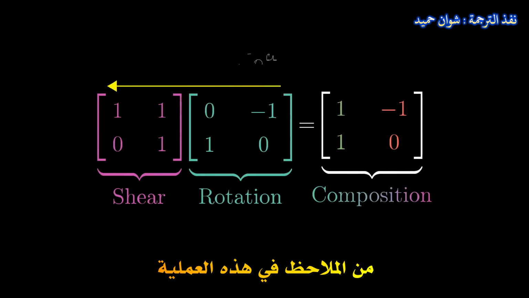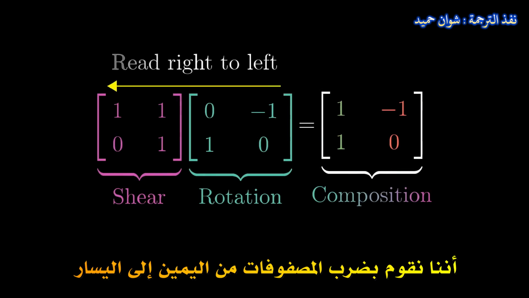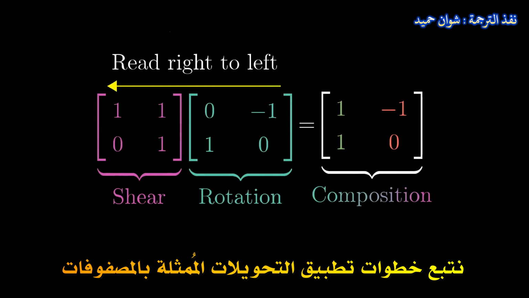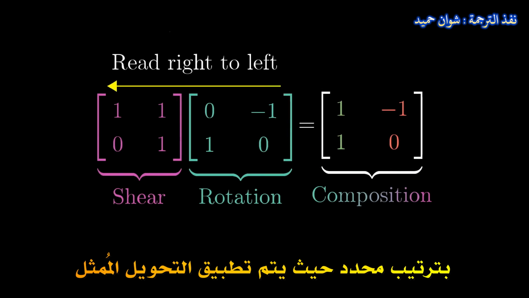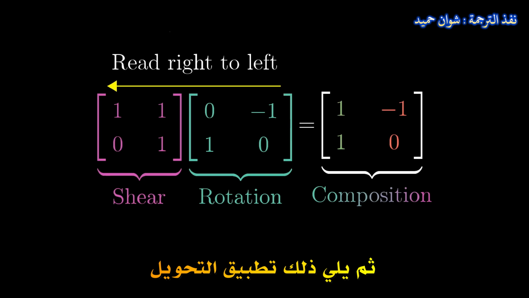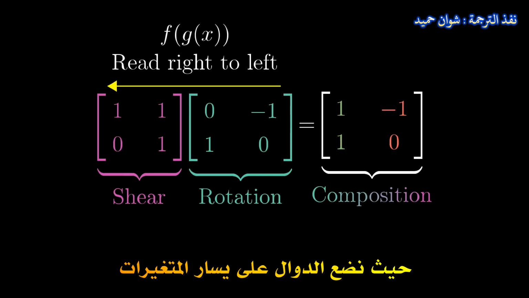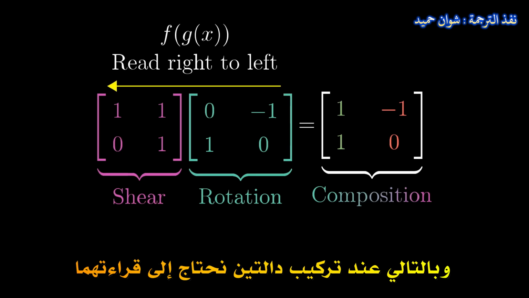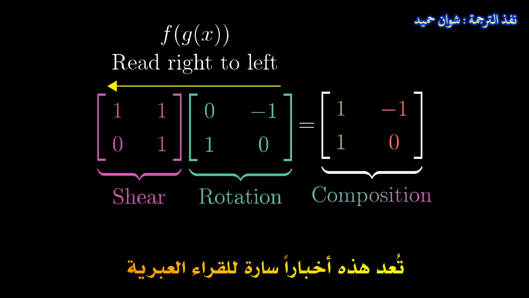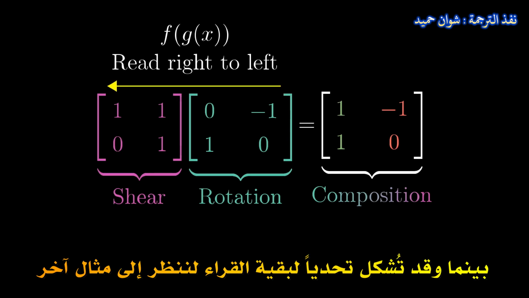One thing that's kind of weird here is that this has us reading from right to left. You first apply the transformation represented by the matrix on the right, then you apply the transformation represented by the matrix on the left. This stems from function notation, since we write functions on the left of variables, so every time you compose two functions, you always have to read it right to left. Good news for the Hebrew readers, bad news for the rest of us.